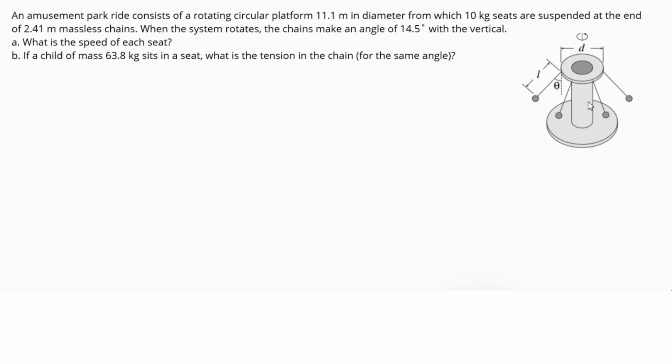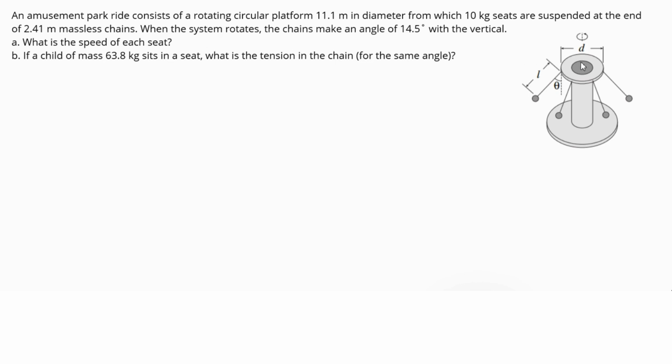There's an angle, and you guys have seen this ride in an amusement park. It's rotating around, and the seats kind of move up, and we have riders sitting on here. Question is, what is the speed of each seat?